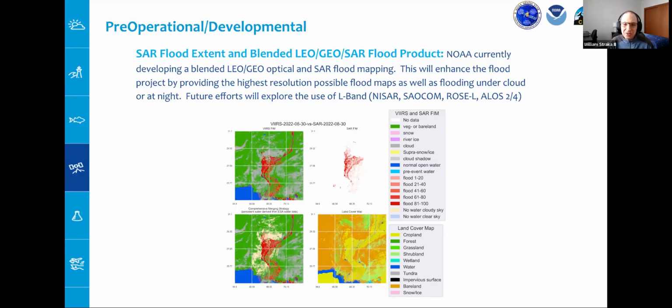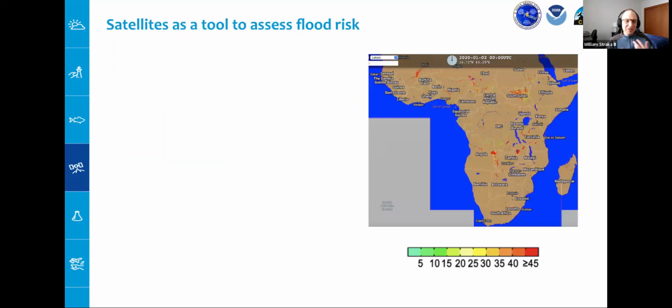Future efforts that NOAA is doing is exploring the use of L-band radars, such as the NISAR satellite, which is a joint NASA-ISRO satellite, which is to be launched early this year. SAOCOM, Rosalind, and others. So many different, adding in more satellites to fill in the gap of the low temporal resolution of synthetic aperture radar. I do want to mention that satellites can be used to assess flood risk, not just flood monitoring.